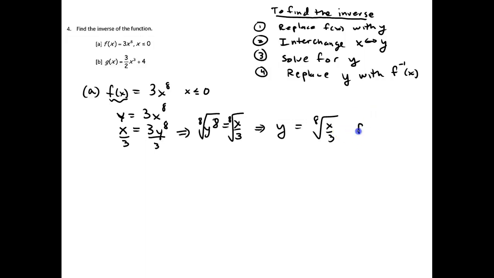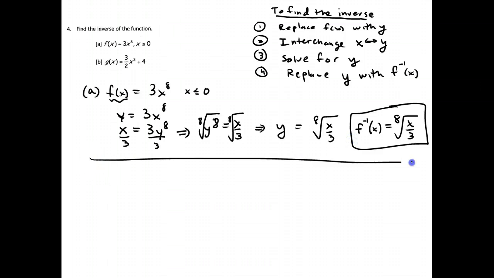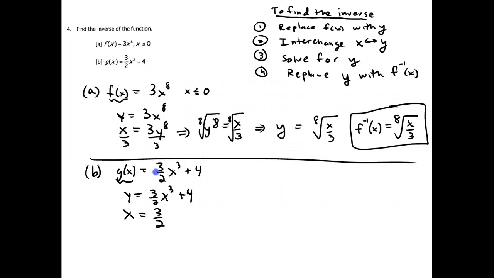And finally, we'll say that the inverse function is the 8th root of x over 3. Okay, great. Part B, we have g of x is 3/2 of x cubed plus 4. Let's call that y. Let's switch the x and y's, and let's solve for y.